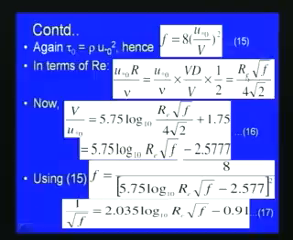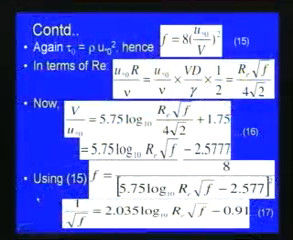So, this is equal to R e into square root of f by 4 square root of 2. After substituting back we can write V by u star o is equal to 5.75 log 10 R e root f divided by 4 root 2 plus 1.75. That gives V by u star o is equal to 5.75 log 10 R e root f minus 2.577 as in equation number 16, or we can write f is equal to 8 divided by 5.75 log 10 R e root f minus 2.577 all square.